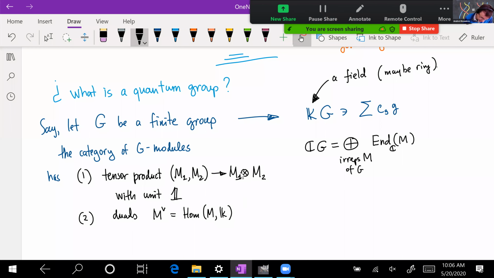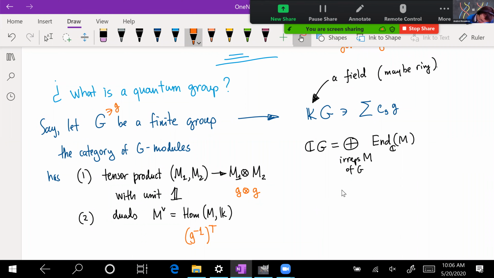knows how to act in the tensor product and knows how to act in a dual space. So how does it act? Here, an element G acts by G tensor G, and here it acts by G inverse transpose. So if you pass to the dual, of course you take the transpose of all operators, but to make it a representation, then you need to invert.